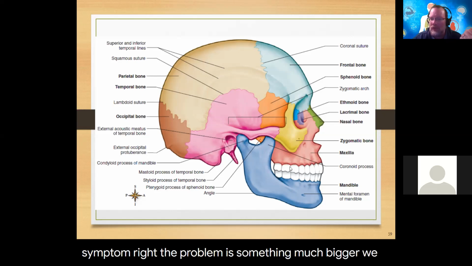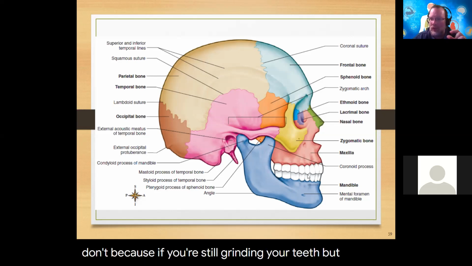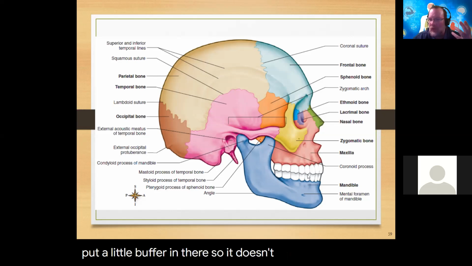Because if you're still grinding your teeth, but we just put a little buffer in there so it doesn't grind the teeth down, it's not so loud or whatever, well, they're still grinding the teeth. There's still an issue. So we need to figure out what it is. Some could be stress related, usually is, environmental consumption related, caffeine can get that going, stress, gum, whatever. They could have had some sort of physical trauma that has led to that, certainly, as well.